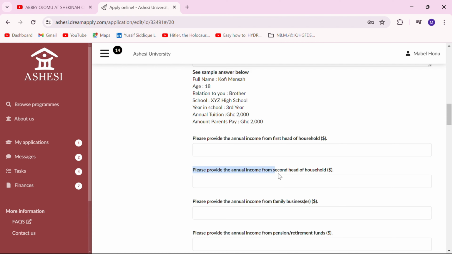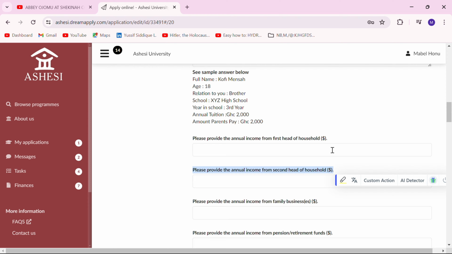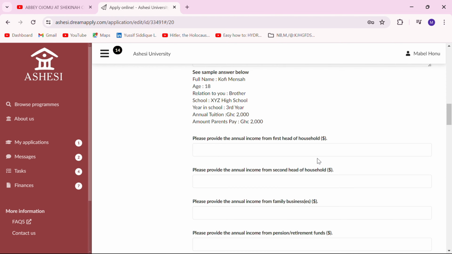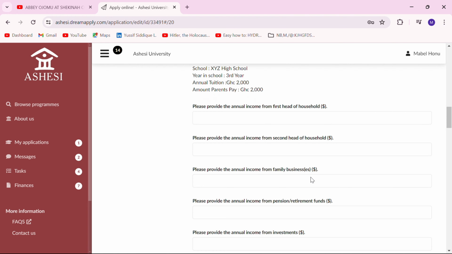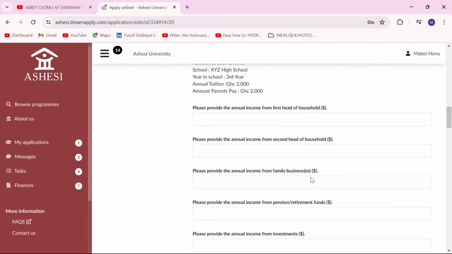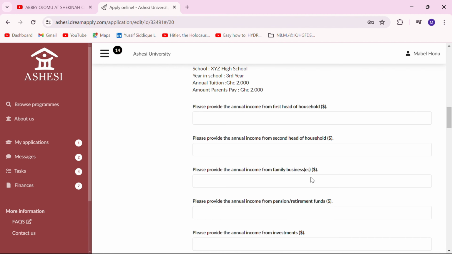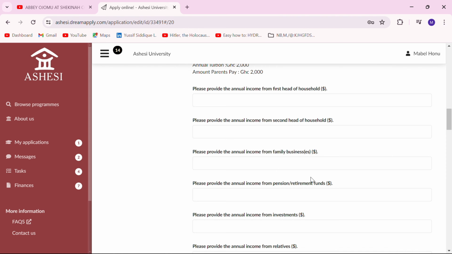Now this next part has to do with the income of the second head of your household, if there is one. And you can see that there is no asterisk here, which means that if it doesn't apply to you, you can just move on. So you do the same thing for the second head of your family. Find out their monthly income. If you know the annual income, fine. But if you don't have the annual income, just find the monthly income, multiply by 12, then the amount you have, you convert it from your currency to the dollar, and then you put it in this section.